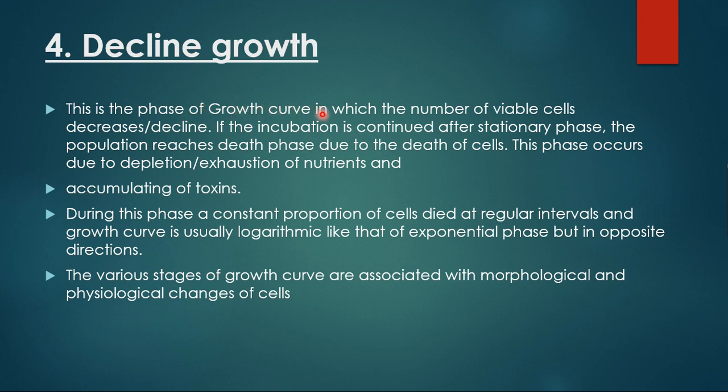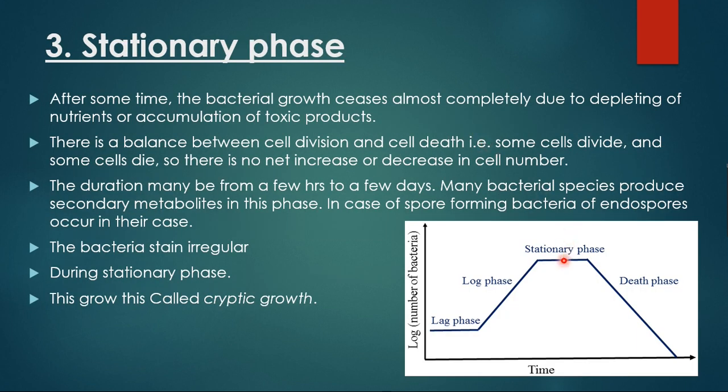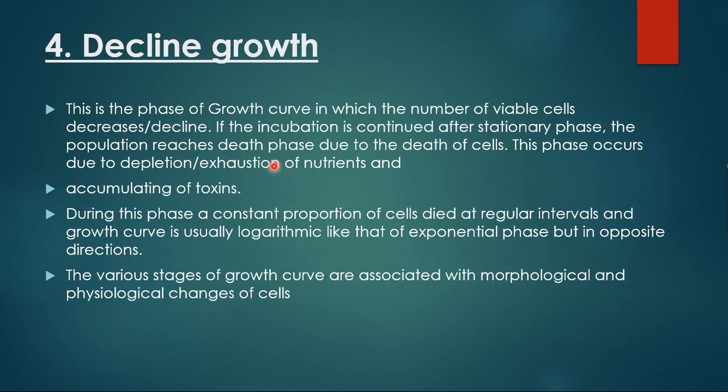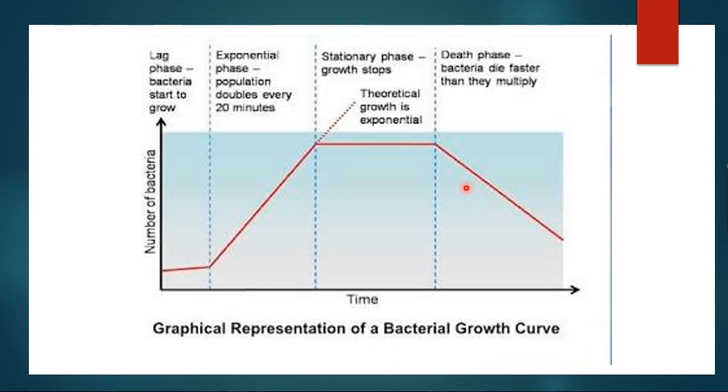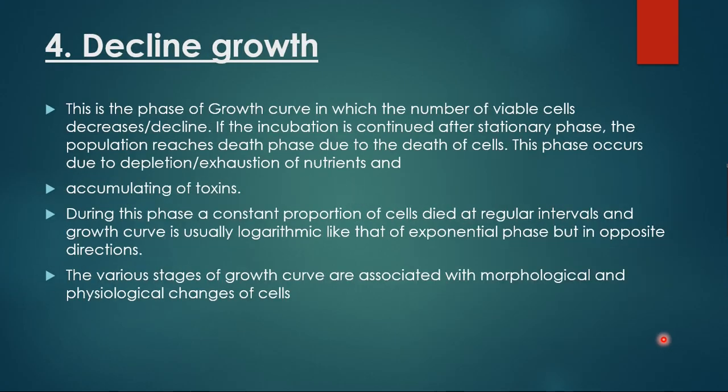So this is the phase of the growth curve in which the number of viable cells decreases or declines. If the incubation is continued after stationary, so this is our stationary, if you still leave it, the cells will enter into the next phase called death or decline. The population reaches death phase due to the death of the cells, and this phase occurs due to depletion or exhaustion of nutrients, and also accumulation of toxins. During this phase, a constant proportion of cells die at regular intervals. So that's why you're going to have a graph like this, but it is going to be in the opposite direction.